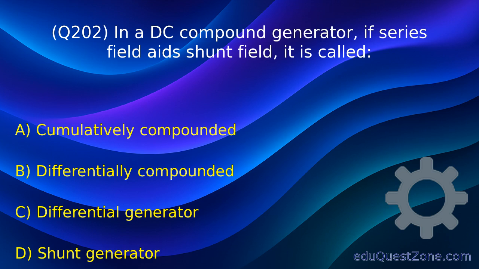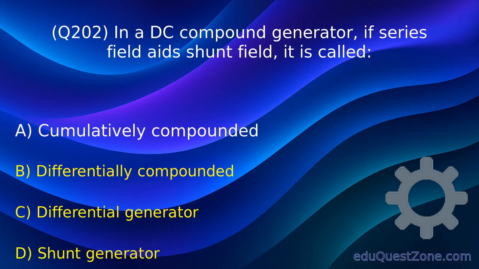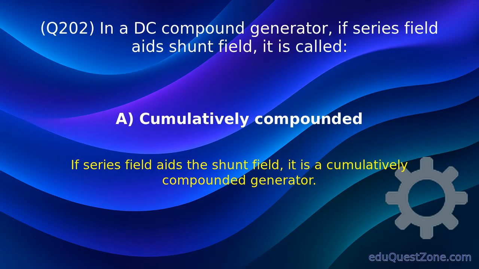Question 202. In a DC compound generator, if series field aids shunt field, it is called... Option A, cumulatively compounded. If series field aids shunt field, it is cumulatively compounded.